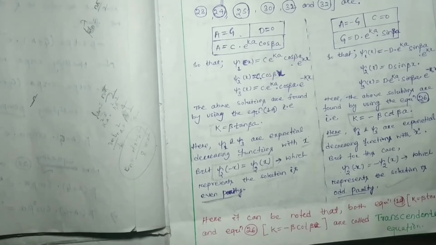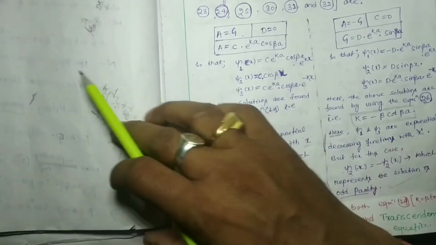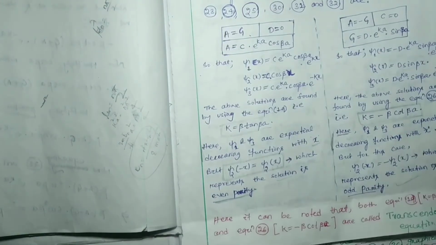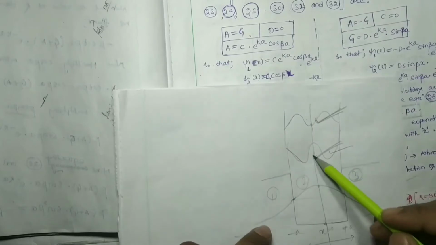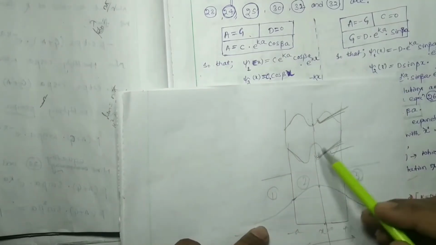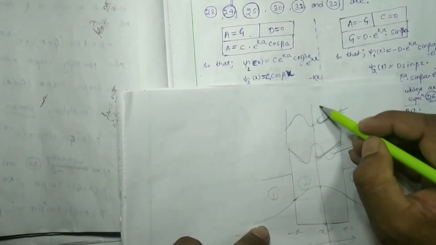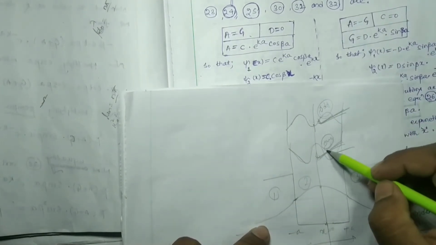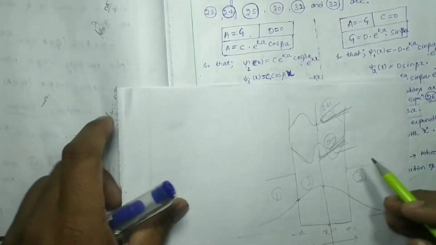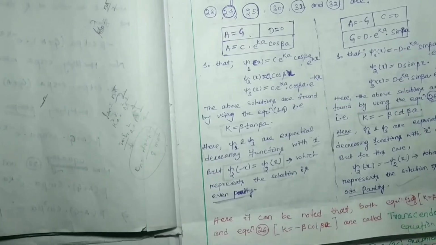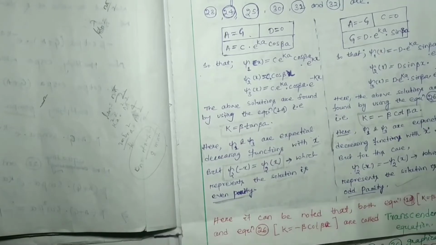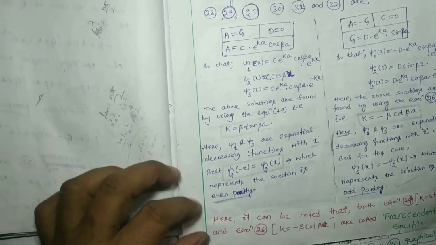So from here itself we can understand one thing: the region 2 will be oscillatory, but sometimes it will follow even parity and sometimes odd parity. This is odd, this is even parity. When it will be even and when it will be odd, we are going to discuss in the following section.